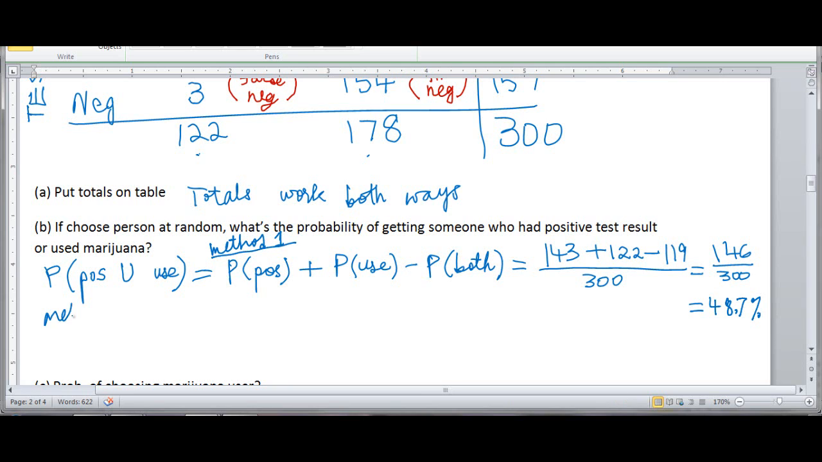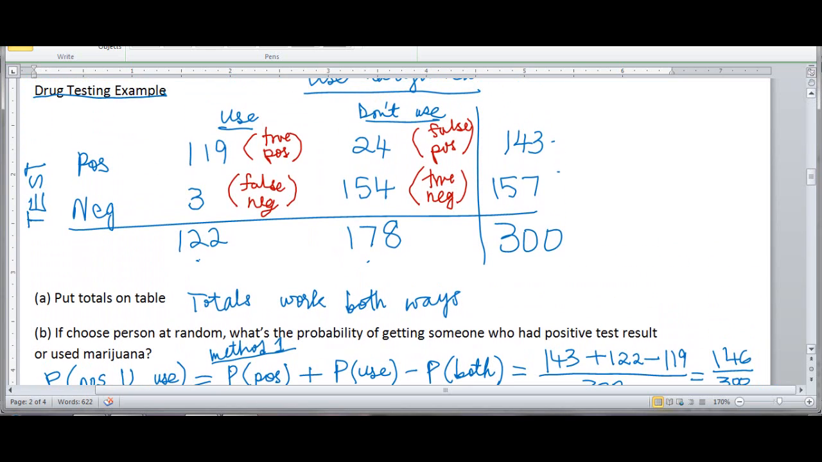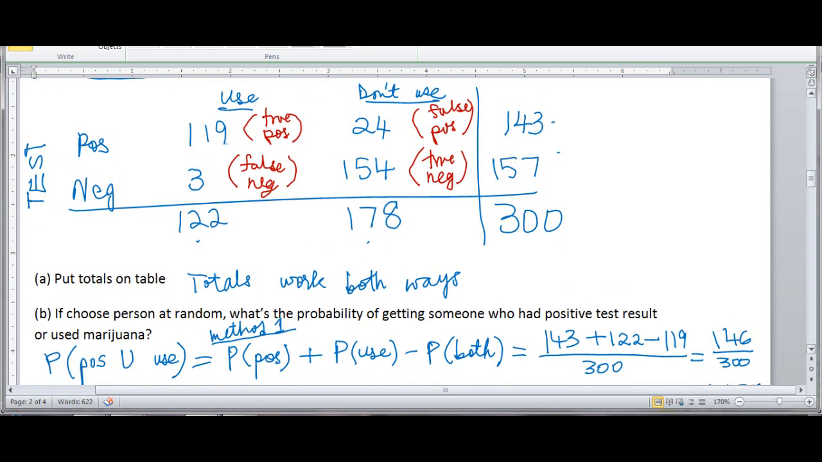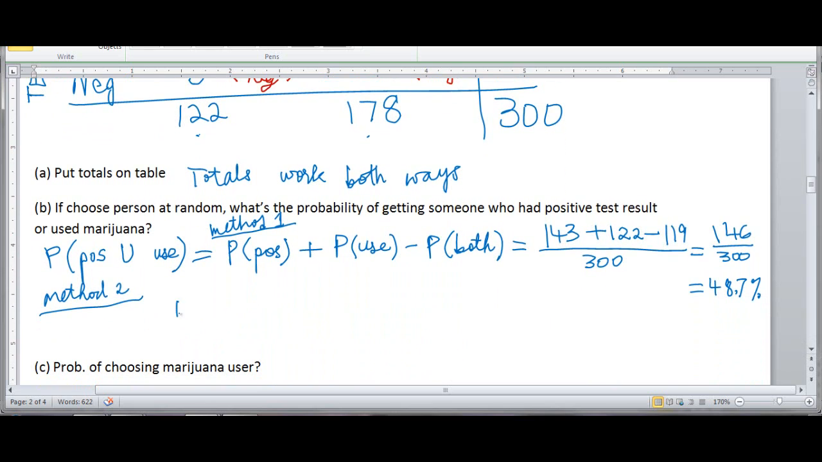There's another way you can do these problems, and that is just to look at the cells in the table. I want the probability of either a positive test result or the fact that they use. How many people tested positive? These two cells, 119 and 24. How many people use? 119 and 3. So I can just add up those cells on the table. 119 plus 24 plus 3. And of course that is always out of the total.